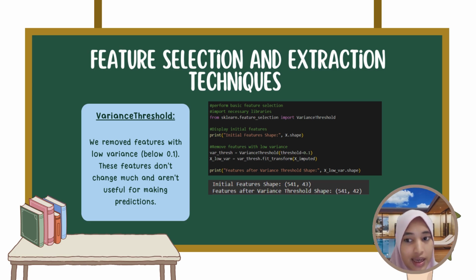And after that, we apply the threshold to the dataset, that is the X underscore imputed, and fit transform function to remove the low variance features and return the new dataset to X low variance, and it will print all the features of the variance threshold shape. You can see here the difference between the initial features shape and the features of the variance threshold shape, that is before 43 and after 42.